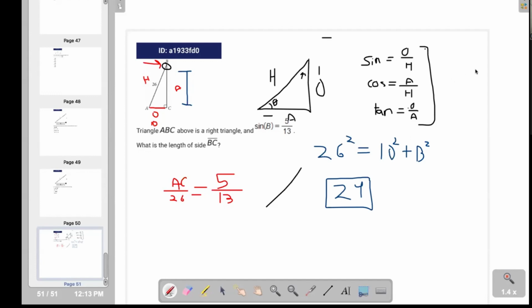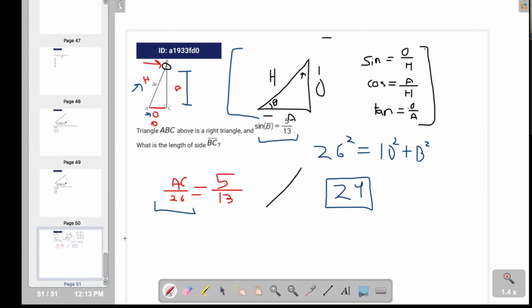If you know how trig works, you don't have to look at this stuff, it's just explaining trig. But measuring from B, you're going to see our sine is this opposite value over our hypotenuse. And we wrote that right here as AC over 26 because our opposite is AC. And this is equal to 5 over 13. And we got that from the question.